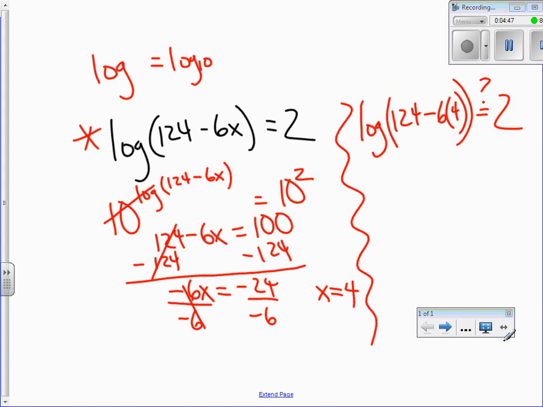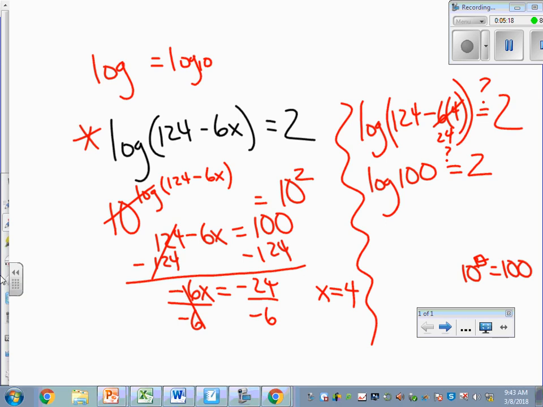Shoulder shrug, question mark. I don't know if these two things are equal yet. 6 times 4, that's 24. 124 minus 24 is 100. And log base 10 of 100, I have to ask myself, we'll do this on the side, 10 to what power would give me 100? Well, that's 2, right? That would be 2.